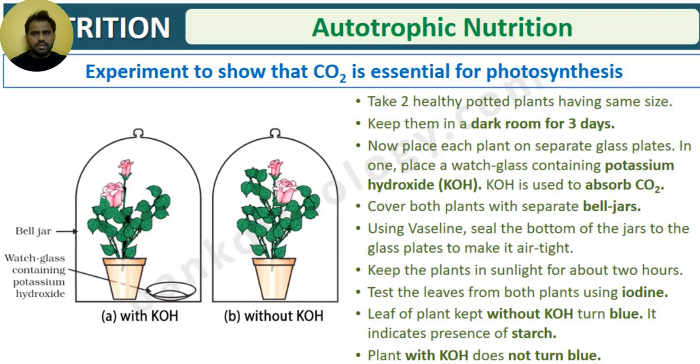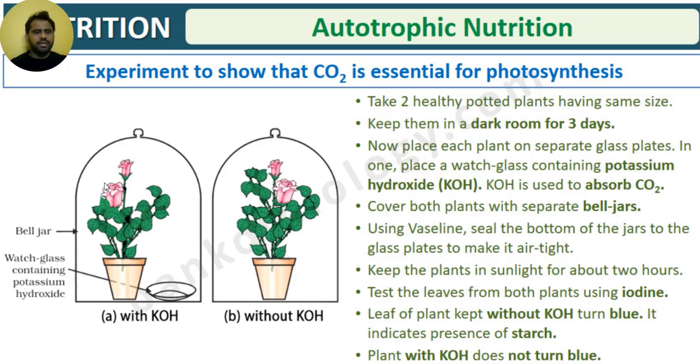Now what we do next is we place each plant on a separate glass plate. In one, we place a watch glass containing potassium hydroxide, KOH. KOH is the formula for potassium hydroxide. Now what is the function of KOH? KOH is used to absorb CO2. KOH absorbs the CO2. Okay, so in this plant, what will happen?